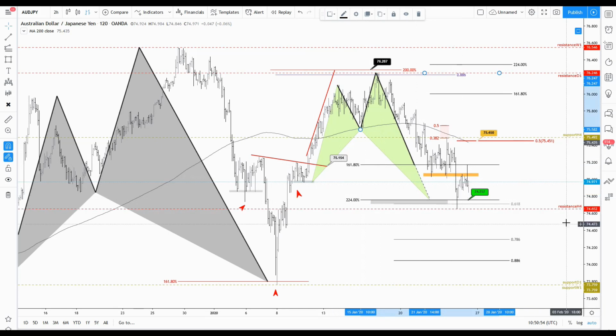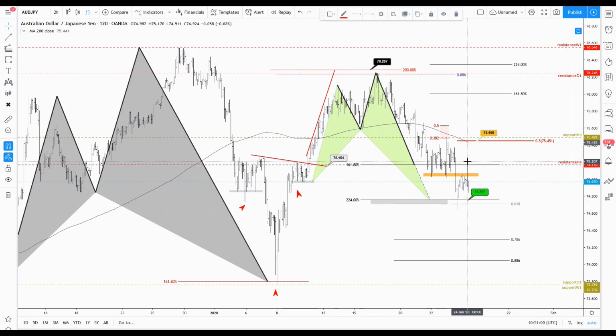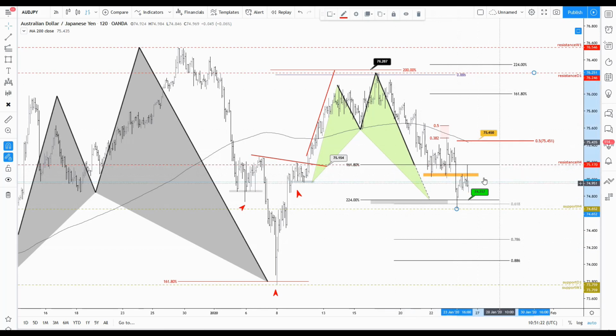We have this most recent fractal resistance now, positioned there, the most recent support here. So we have that small adjustment, so we have already a new fractal above, so we actually need the price to break above that fractal to achieve the default target expectation for the pattern.